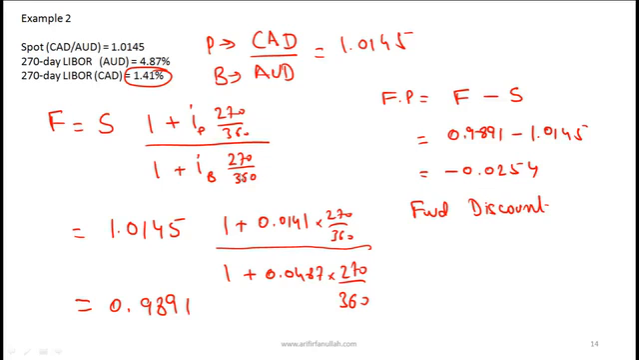Now, note the following. In this particular case, note that the base currency has a relatively high interest rate. So the base currency is the Australian dollar that has an interest rate of 4.87%. The price currency has a relatively low rate. So whichever currency has the higher rate will lose value or depreciate. So here, since the base currency has the higher rate, it is expected that this is the currency that will lose value, and that's what we are seeing over here.